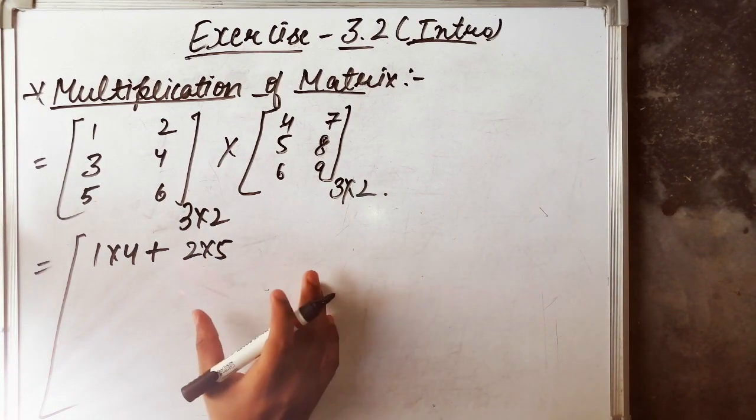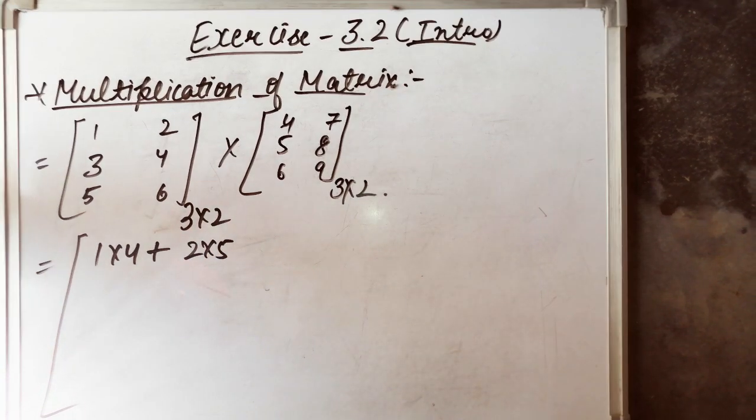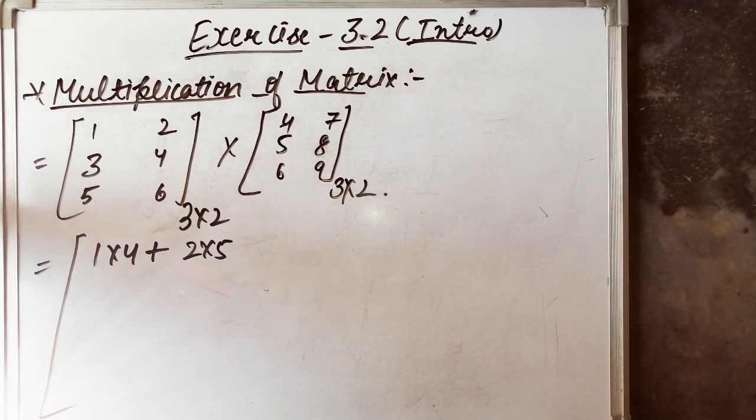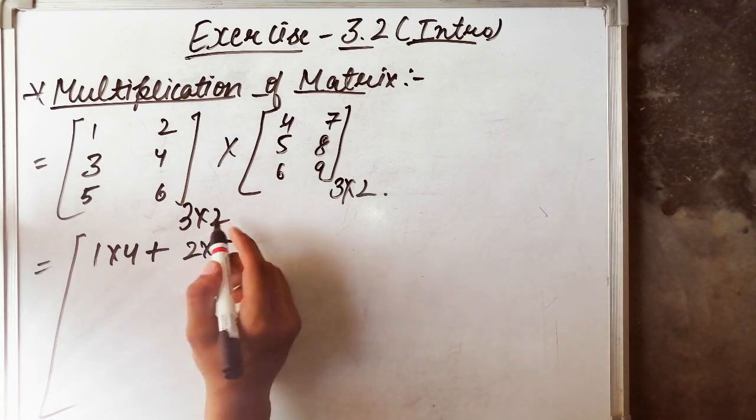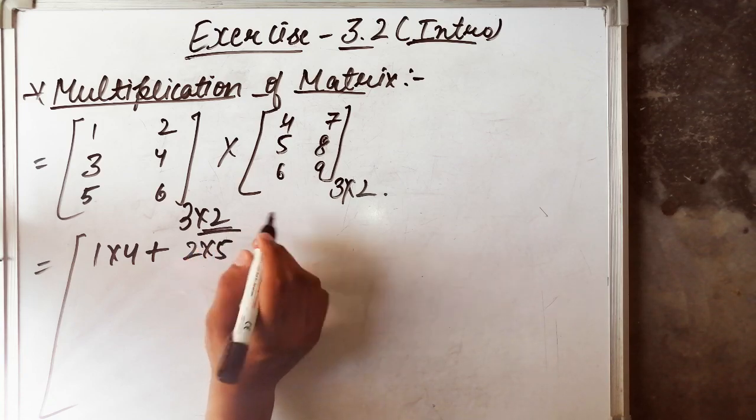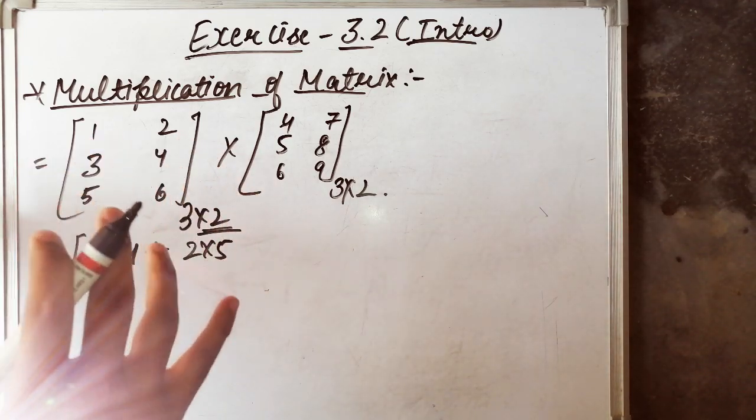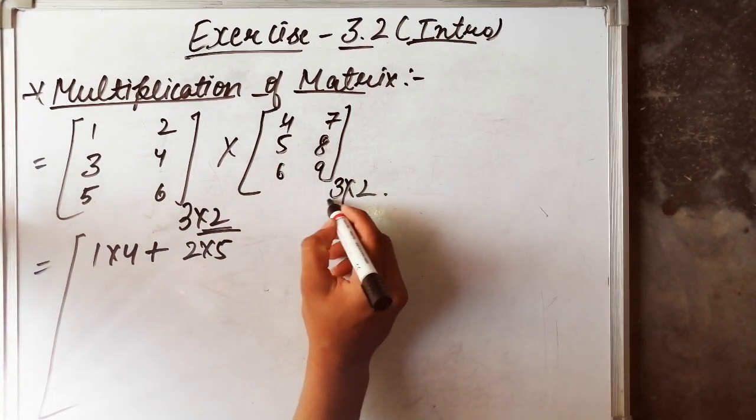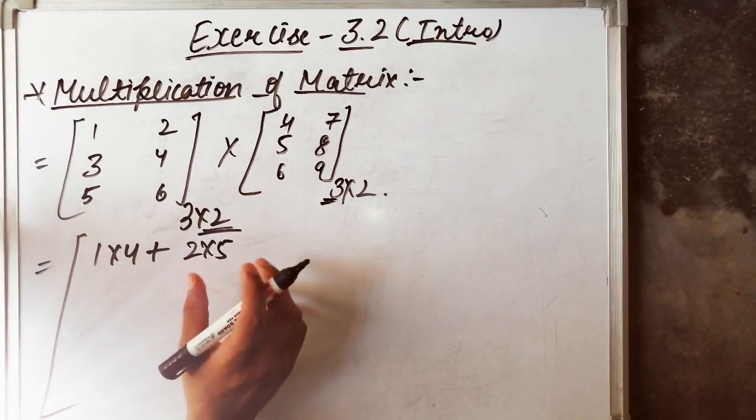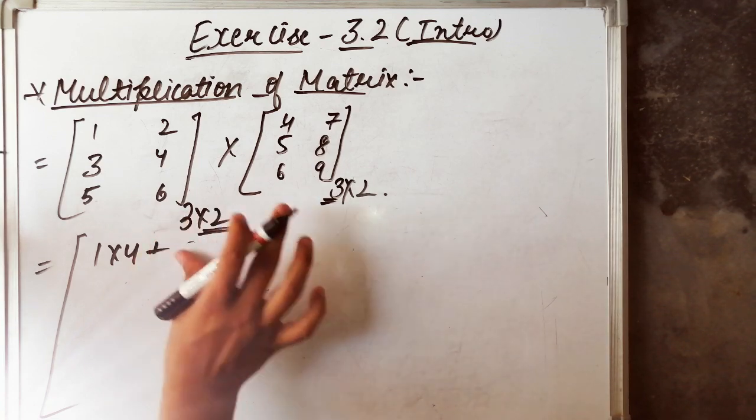No, this is also not the correct way to do multiplication. Some of you may be wondering what the hell I am doing again and again. This is not the correct way to do multiplication. Let me tell you the first property of multiplication: the columns of the first matrix must be equal to the number of rows of the other matrix, which is not equal here. That's why we cannot do multiplication here.